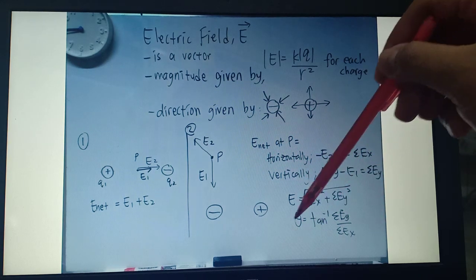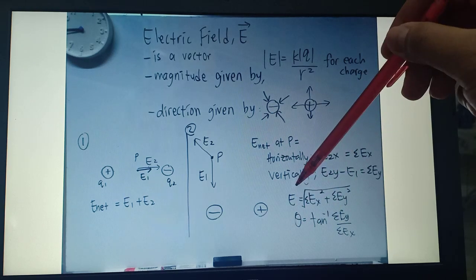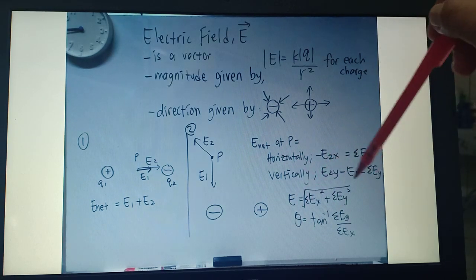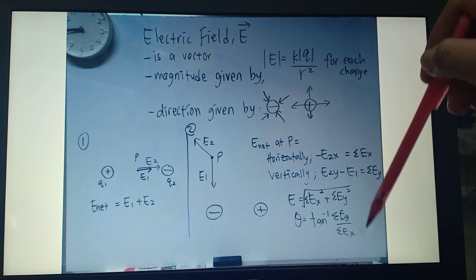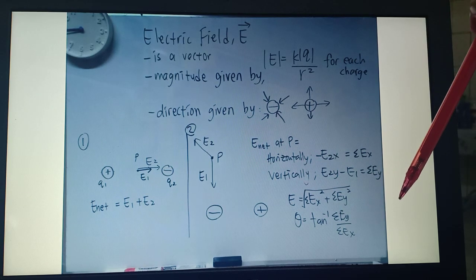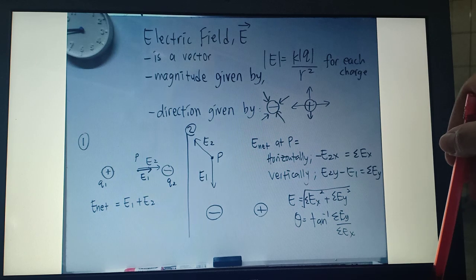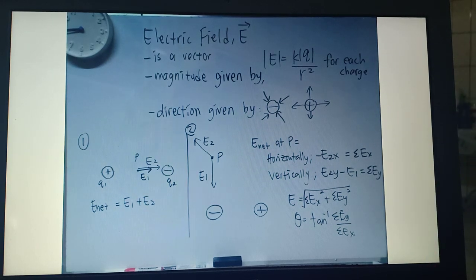The direction is given by the angle, and the magnitude is given by this calculation. I think you are familiar with this form of formula. So that's it for electric field and electric force. Please do a lot of exercises, then you will see the differences and the trick. They are actually interesting, so try as much as you can.